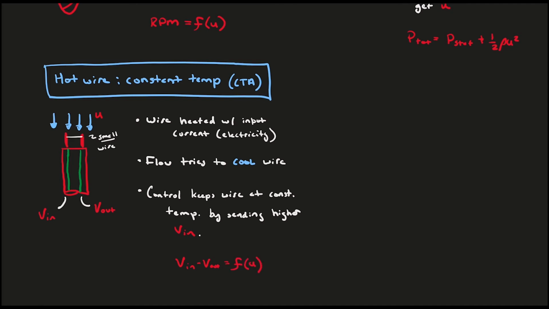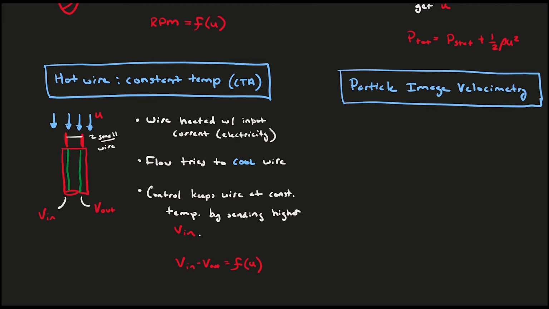Up to this point, all of the sensors we've considered have been point sensors, meaning they take measurements only at a single position in space over a length of time. Particle image velocimetry, however, can take data instantly over an entire plane or volume in space.